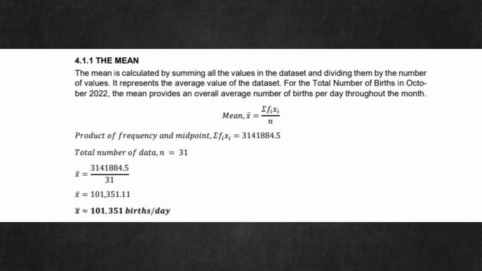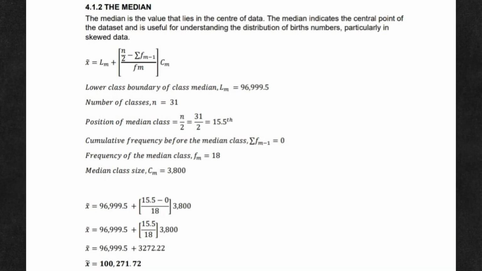total number of data. After calculating, we found that the sum of the product of frequency and midpoint is equal to 3,141,884.5. The total number of data is 31. Then we substitute into the formula. We get the mean is approximately equal to 101,351 births per day.